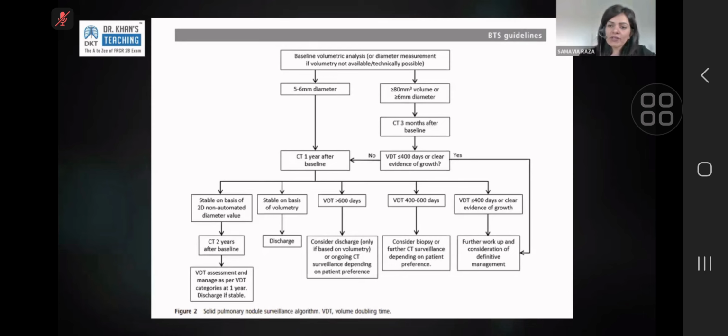So a VDT of less than 400, but reasonably slow to warrant cancer. I'm not saying VDT from 0 to 400. I'm saying, for example, a VDT of 100 to 400 days. You should be very clearly thinking of cancer. You should work it up for cancer. And work up means they should have PET CT, they should have sampling, CT guided biopsy.